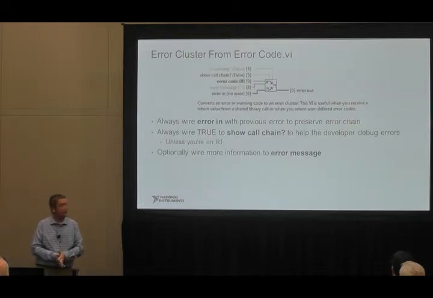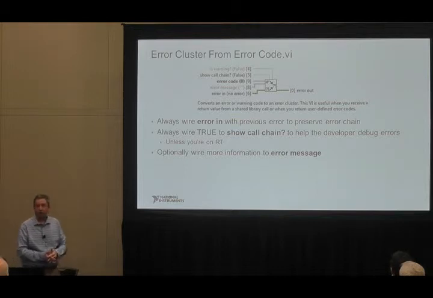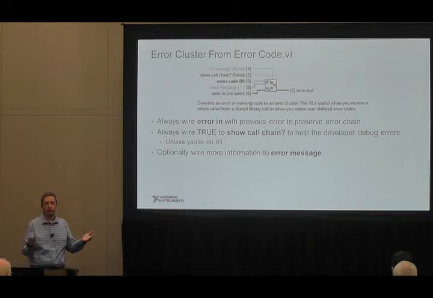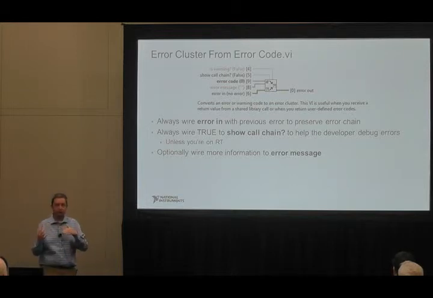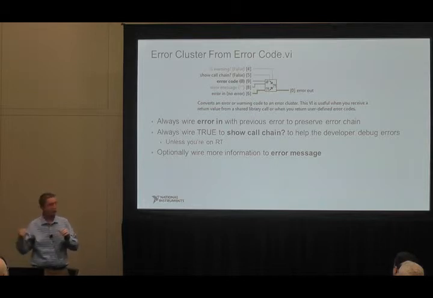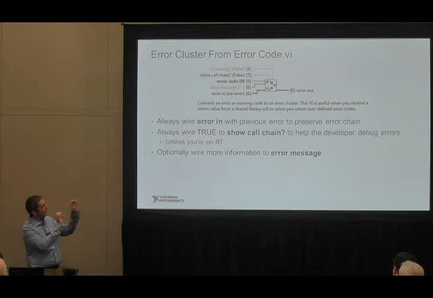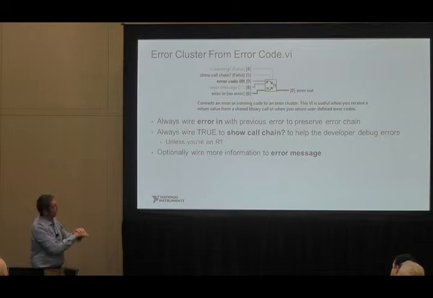We'll see it used a lot of the times next to call library nodes, because like a call to a DLL, if it returns a non-zero return value, then you might pass that into error cluster from error code to generate an error cluster value. So it's got an error in, and if you wire the error in to error cluster from error code, and there is an error, then it doesn't do anything, it just passes the error out. So you want to make sure to always keep the error cluster from error code on the error chain, so that if there's an incoming error, the function doesn't do anything and it passes that out.